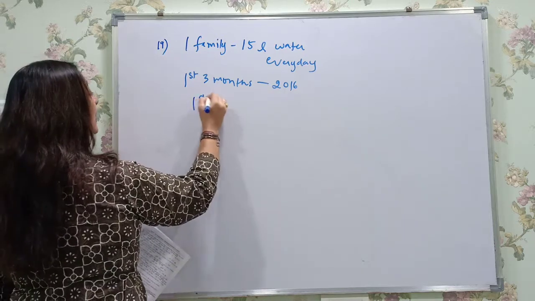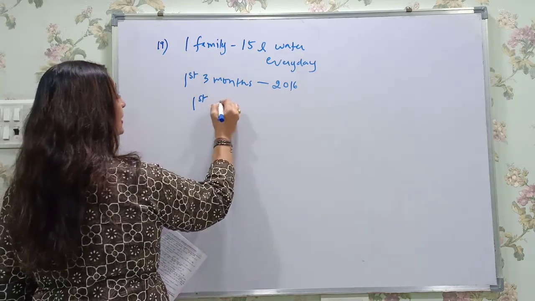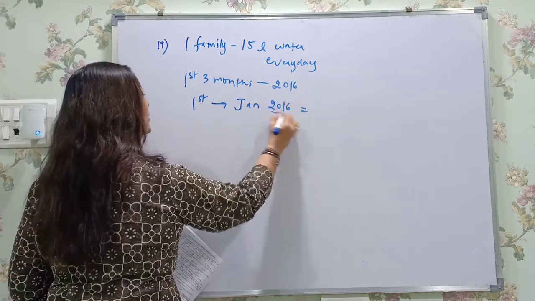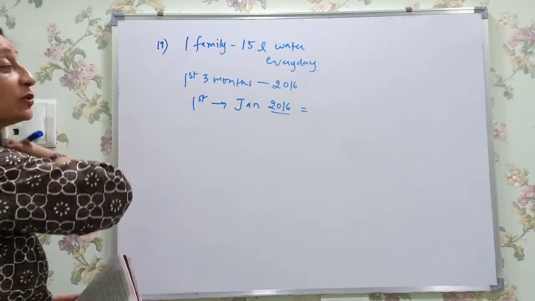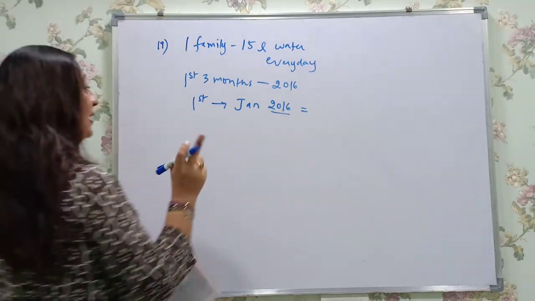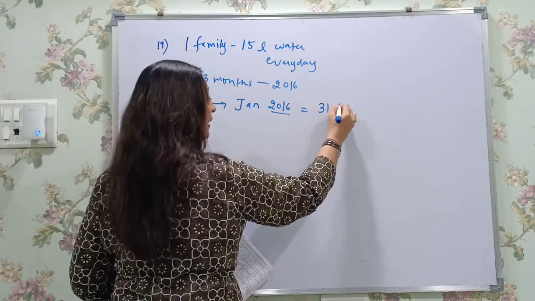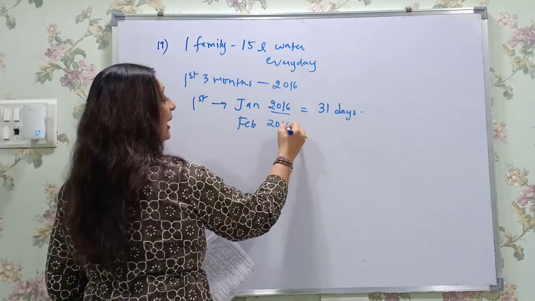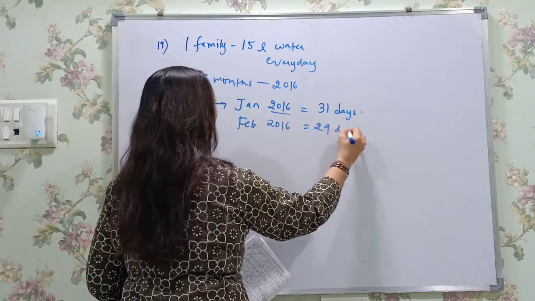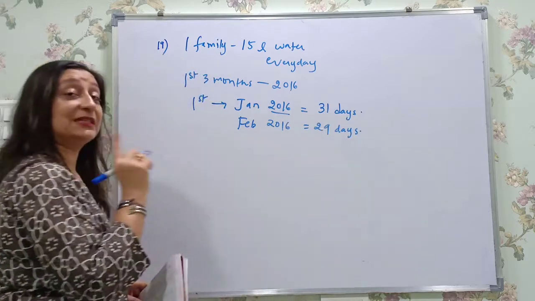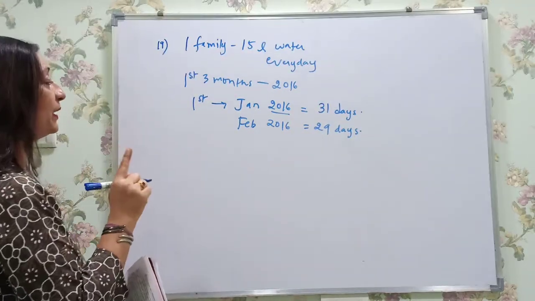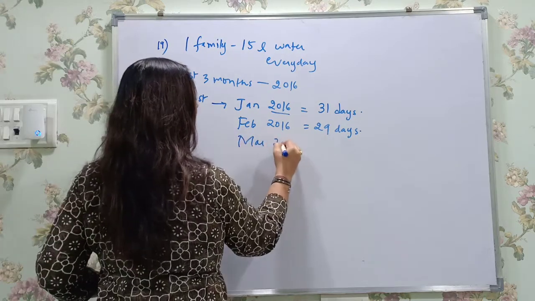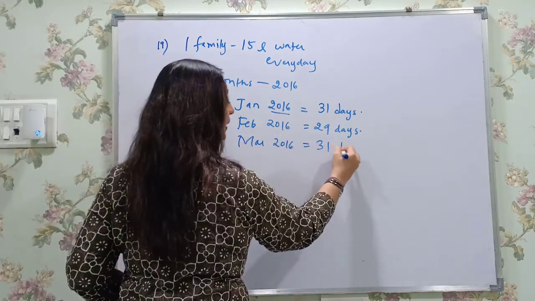Now the first month of 2016 is January. Why are they stressing 2016, kids? Yes, because 2016 is a leap year, right? So January has 31 days. February 2016 will have 29 days, because in a leap year February has 29 days. March 2016 will again be 31 days.